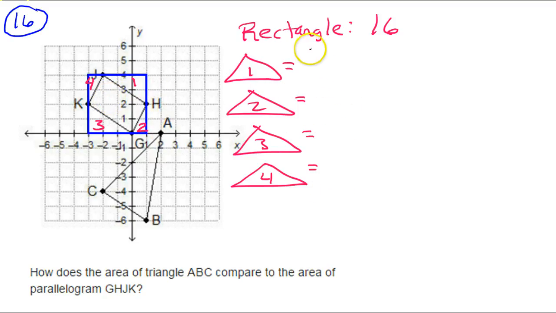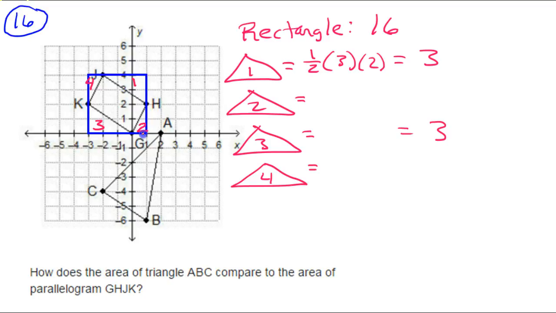Anyway, so for triangle number 1, it's 1/2 base times height. The base is 3, because it's like 1, 2, 3, and the height is 2. All right, so 1/2 times 3 times 2. 3 times 2 is 6. Half of 6 is 3. So like I said, triangle 3, that's going to be the same thing.